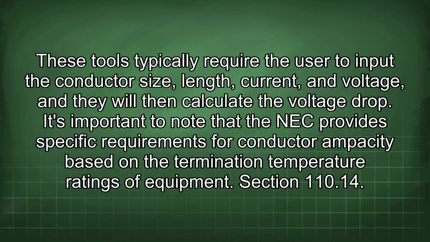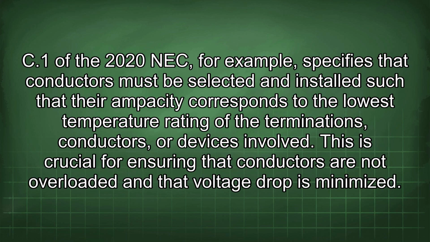It's important to note that the NEC provides specific requirements for conductor ampacity based on the termination temperature ratings of equipment. Section 110.14(C)(1) of the 2020 NEC, for example, specifies that conductors must be selected and installed such that their ampacity corresponds to the lowest temperature rating of the terminations, conductors, or devices involved. This is crucial for ensuring that conductors are not overloaded and that voltage drop is minimized.